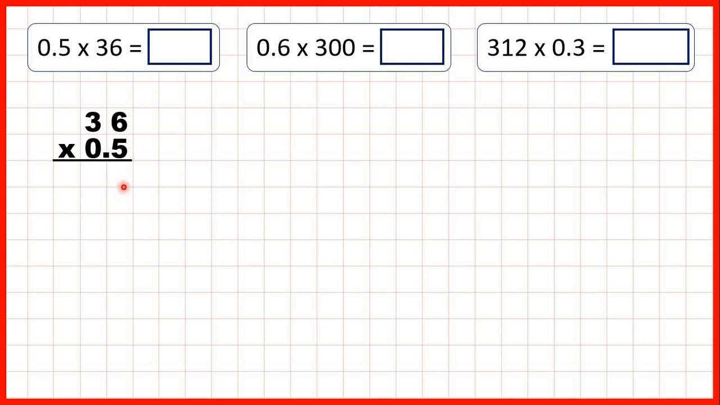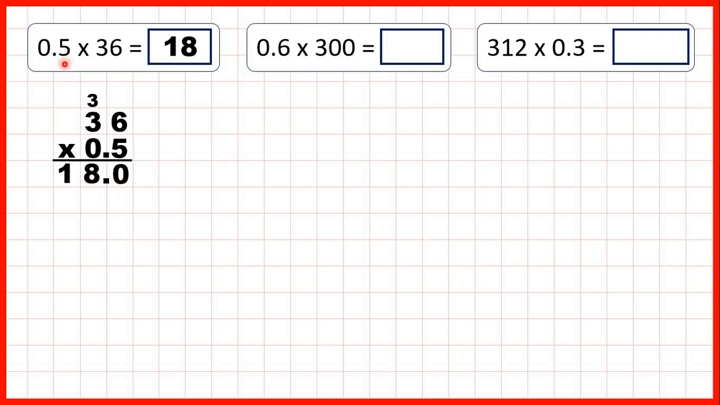Now, we need to remember that if there's one decimal place in the question, there will be one decimal place in the answer, so we can copy down our decimal point, and now 6 times 5 is 30, so 30. 3 times 5 is 15, plus 3 is 18, so we get 18.0, which we can just write as 18, because if you have 0.0 on the end of a number, you have a whole number.